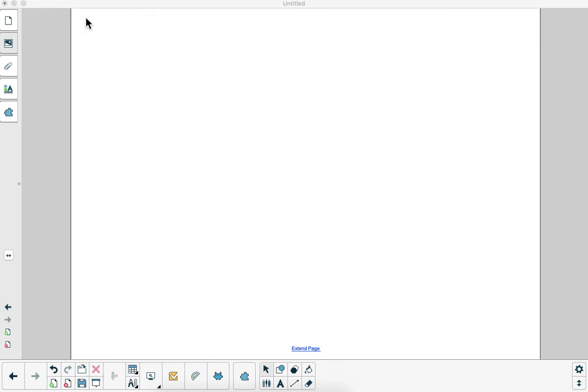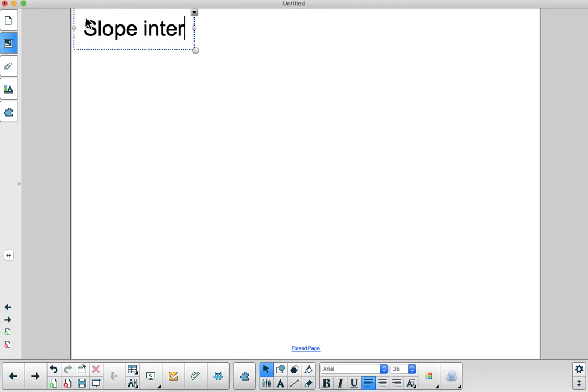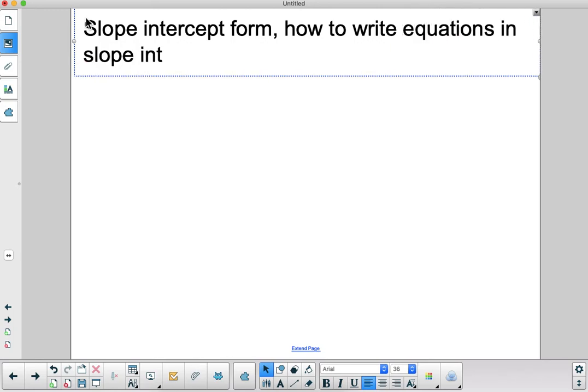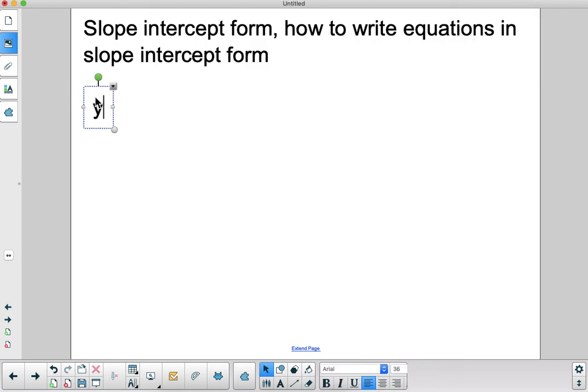Alright, so today we're going to be talking about slope intercept form, and then we're going to be talking about how to write equations in slope intercept form. So the first thing you need to know about slope intercept form is the equation y equals mx plus b.